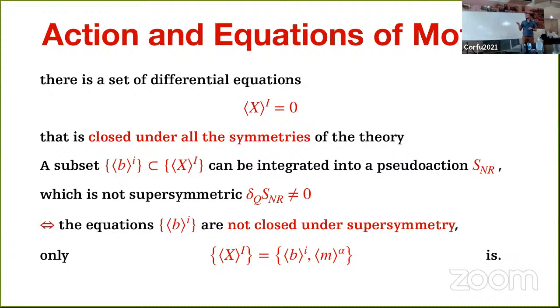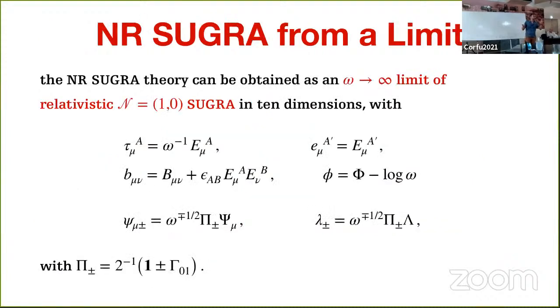Okay, I have one last slide before going to summary and conclusions, namely that all I've said so far does follow from a limit. I just didn't mention it here, but all these things can be related to N=1, D=10 supergravity through a similar limit to what Eric has presented. Again, it's a very subtle limit.